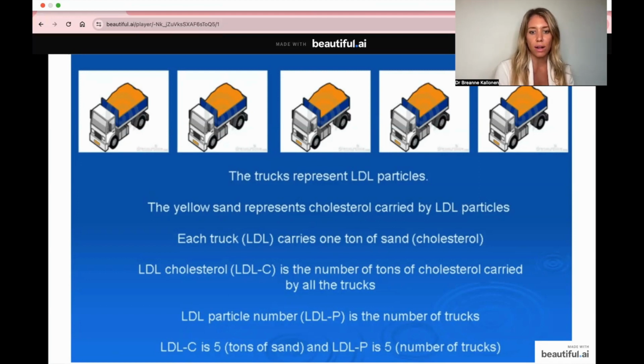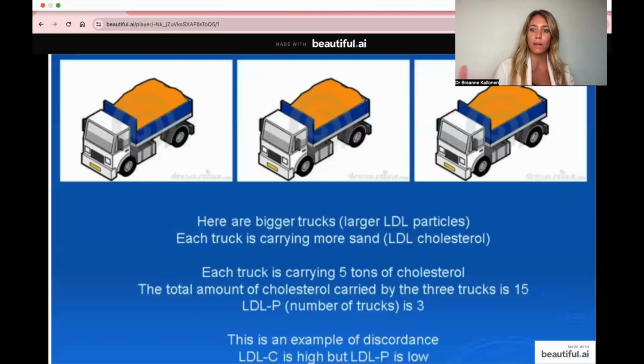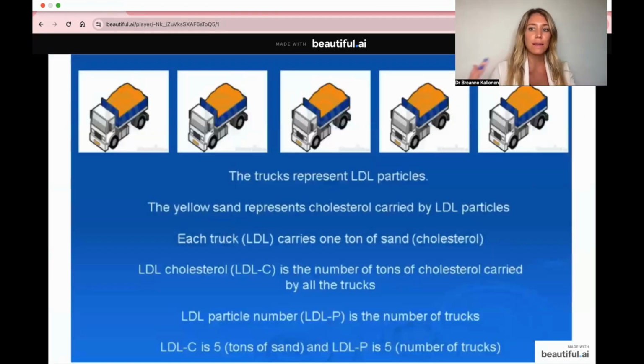Now, each truck can carry 1 ton of sand. So this is an example of one way the body could carry cholesterol around. And the amount of trucks that you have is really important because that is your particle size number. Now let's compare this to another example. You can carry the same weight of cholesterol in 3 larger trucks. We go back, the same weight of cholesterol or the same weight of dirt or sand is carried in 5 trucks.